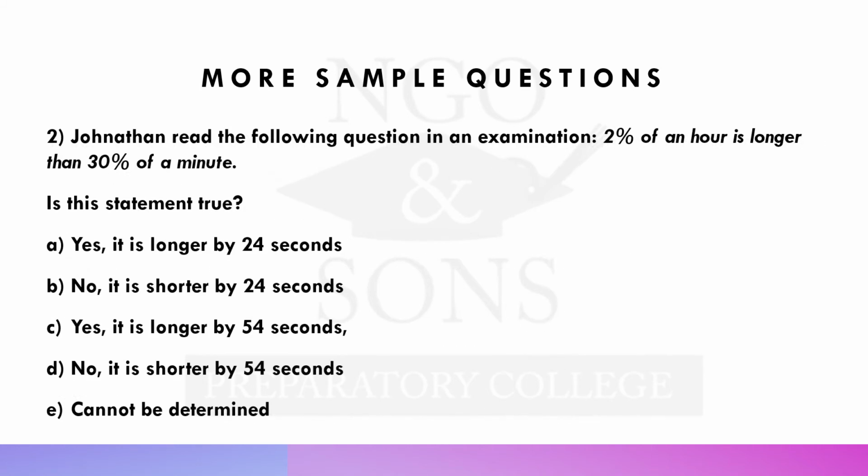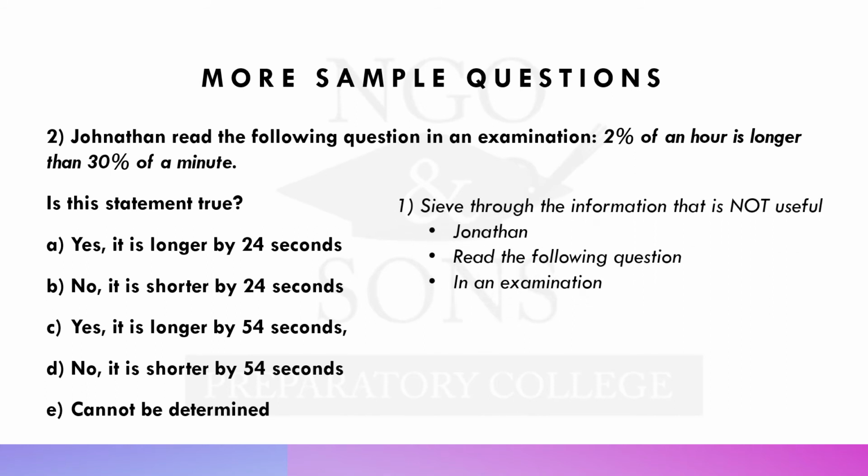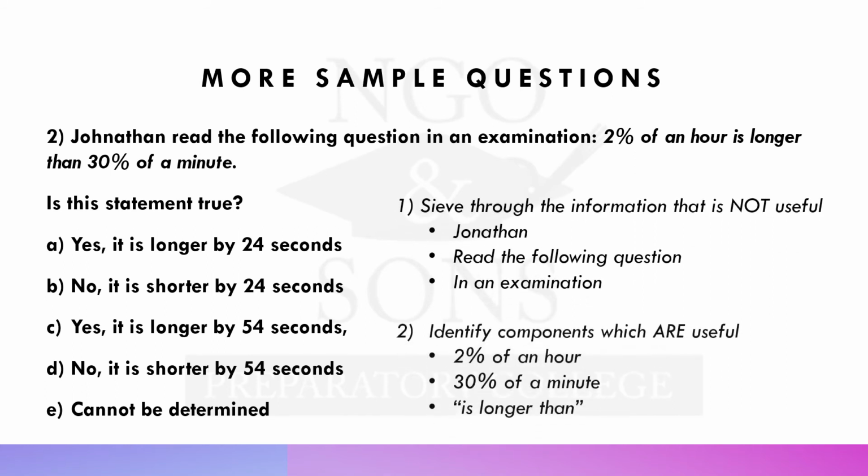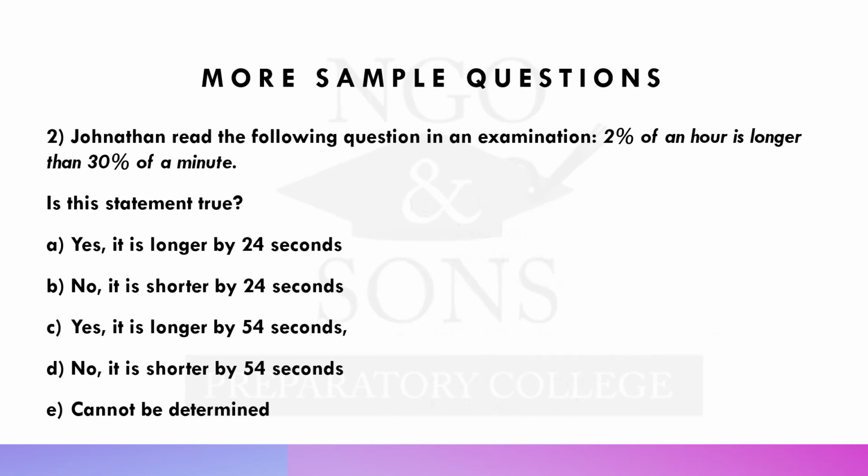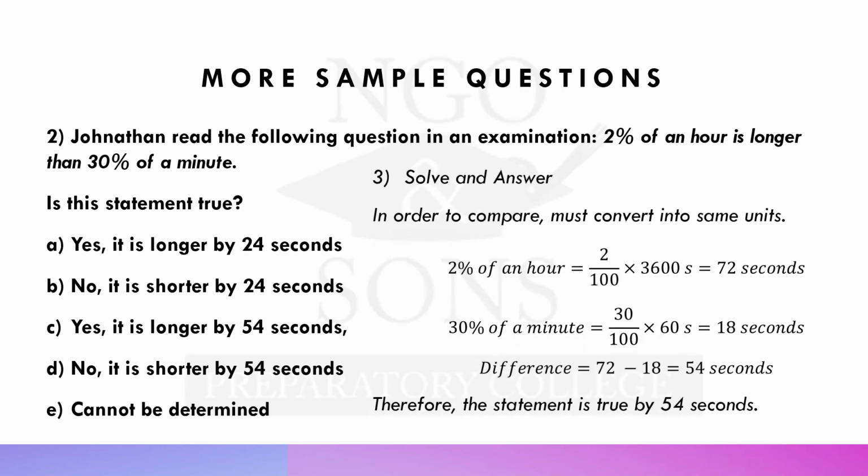Moving on to our second question. This one reads, Jonathan read the following question in an examination. 2% of an hour is longer than 30% of a minute. Is this statement true? Again, similar to the previous question, students at Nguyen Sons will be taught to 1. Sift through the information that is not useful. 2. Identify the components which are useful. And once they have done these two, 3. Solve and answer the question based on a deliberately curated list of steps and rules, which advocate holistic learning.